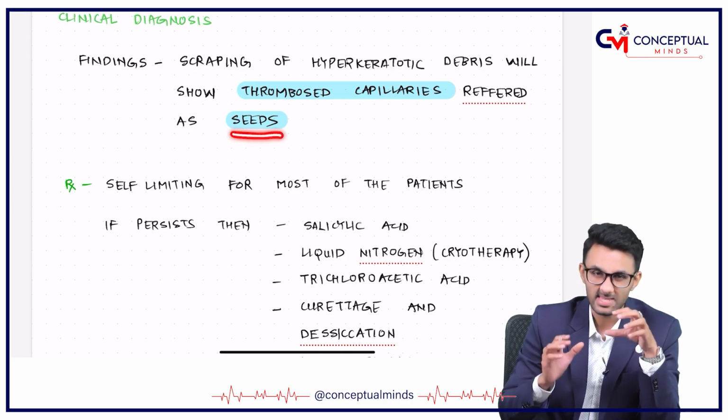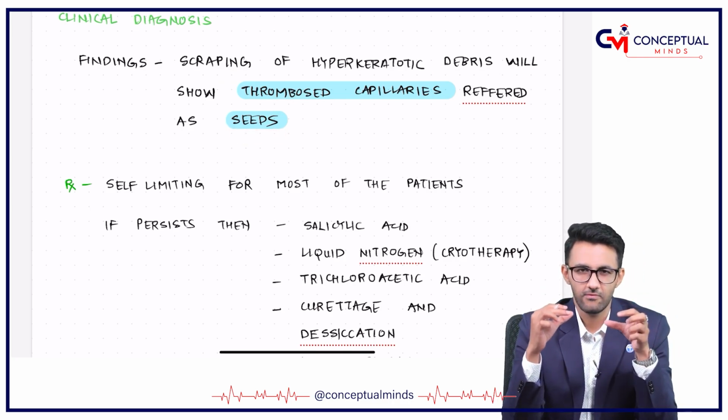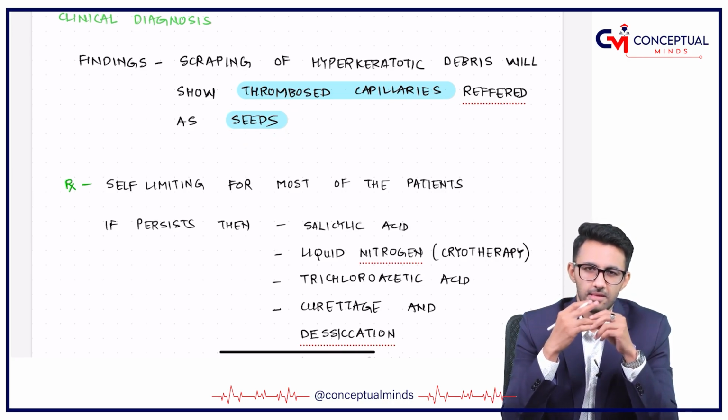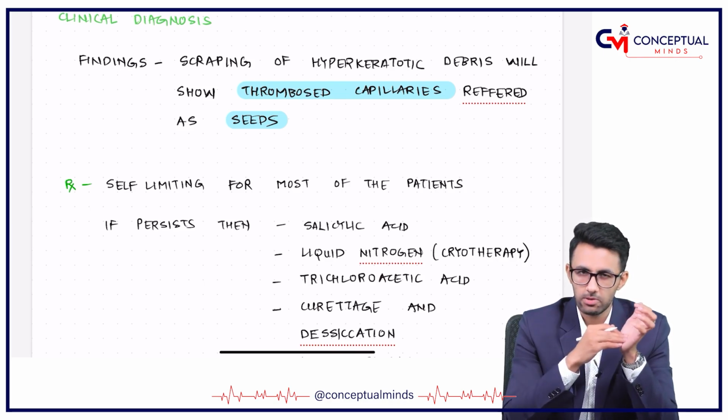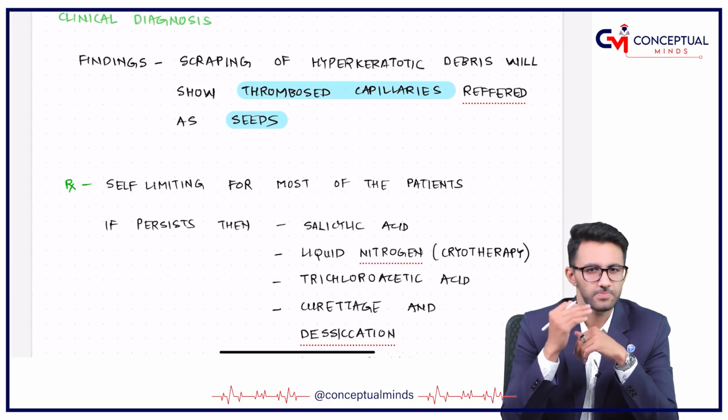This is not a very high yield thing from this topic. The high yielding things are the vaccine, which HPV type causes plantar warts, which HPV types cause anogenital warts, and what is the specific treatment for it. Let us discuss.